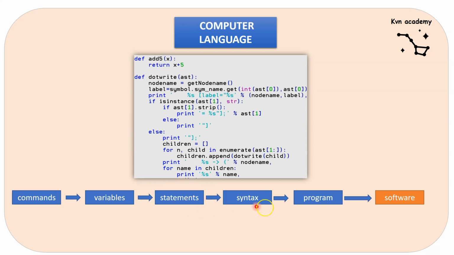And these statements are written using syntax, the grammar of the language. Using the syntax of the language, the statements are written. And a group of statements, a set of statements, is called a program, and a program will achieve one small task. Okay. Next, a collection of programs executes a number of tasks. That collection of programs is called software. So a software will do a very big task. So this is how a software is made.